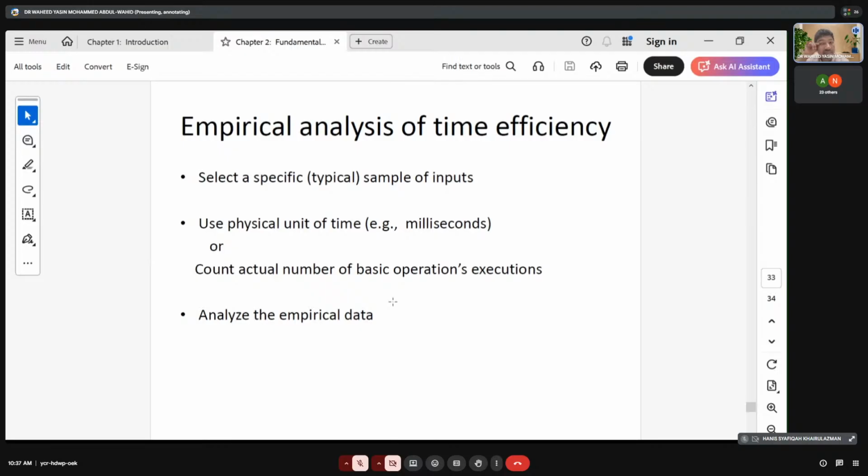Empirical analysis of time efficiency. Select a specific, typical sample of inputs. Use a physical unit of time, for example milliseconds, or count the actual number of basic operation executions. One of your friends here starts to count the operations: how many swaps, how many comparisons, how many additions, how many multiplications, this kind of empirical analysis. And here we have milliseconds, the time: we read the time, how much it consumes.